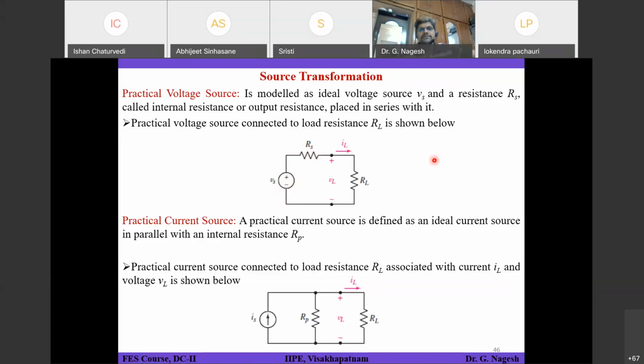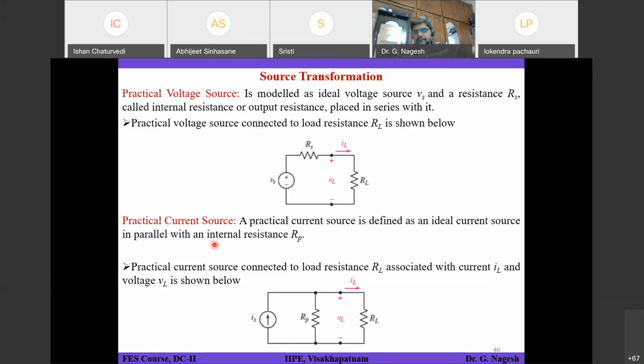If you have a 10 volt source, that RS value will be some value. If you have a 100 volt source, this RS value will be some other value. It depends upon the value of your independent voltage source, how big the source is. You can't expect RS to be the same for a 10 volt source and a 1000 volt source. RS is just a variable which indicates the internal resistance of an independent voltage source. Based on that and the amount of current you are drawing, the voltage which is coming to your circuit will keep on varying. So this is called a practical voltage source.